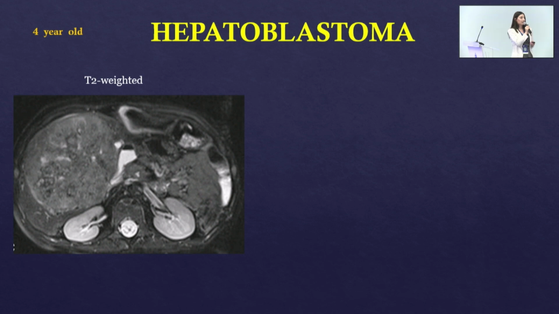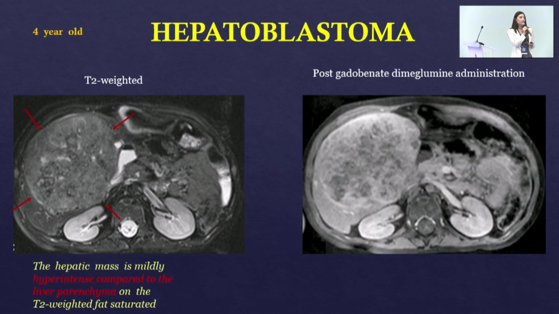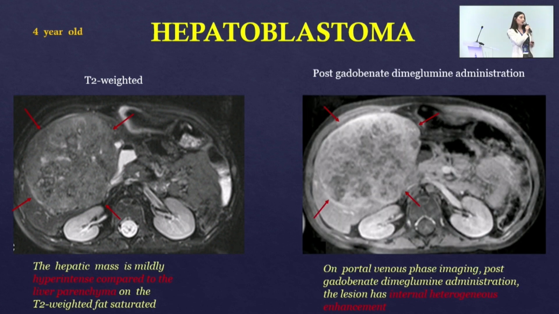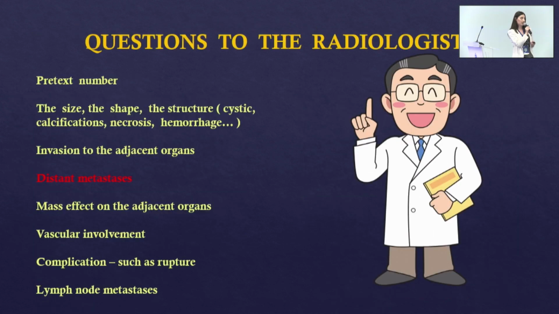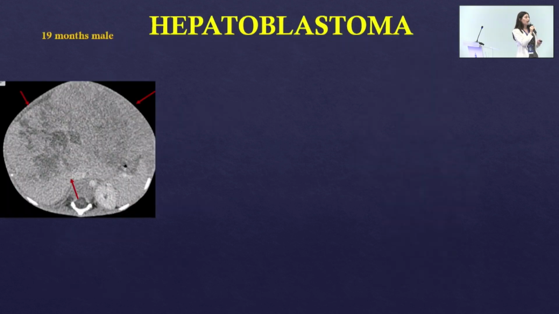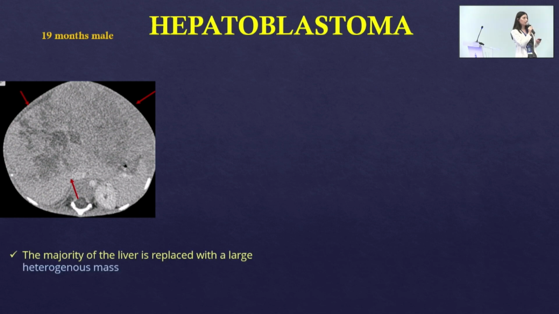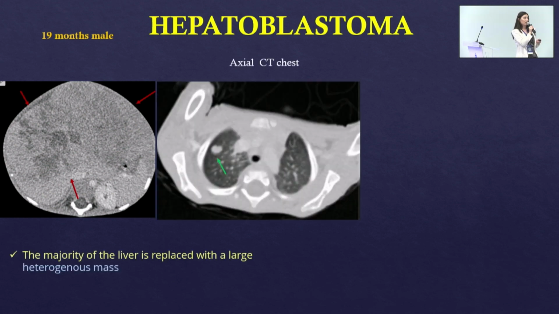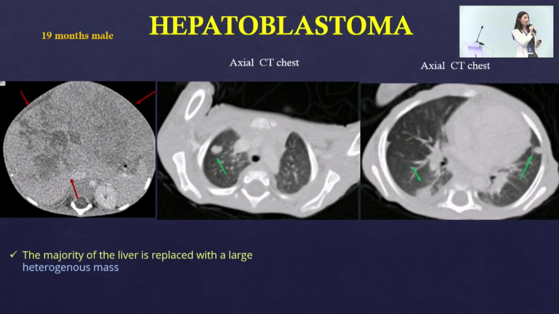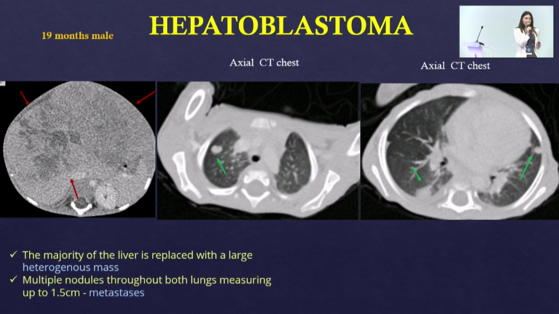Next question, we can see it on MRI. As we know, MRI has 2 sequences, and here we can describe it as a well circumscribed tumor with internal heterogeneous enhancement. Next, about distant metastasis. We all know that is the most important information with a child with a tumor, and here we can see a large mass in the liver. And next, when we see the CT chest, we can find multiple lesions in the lungs that are typical for metastasis.